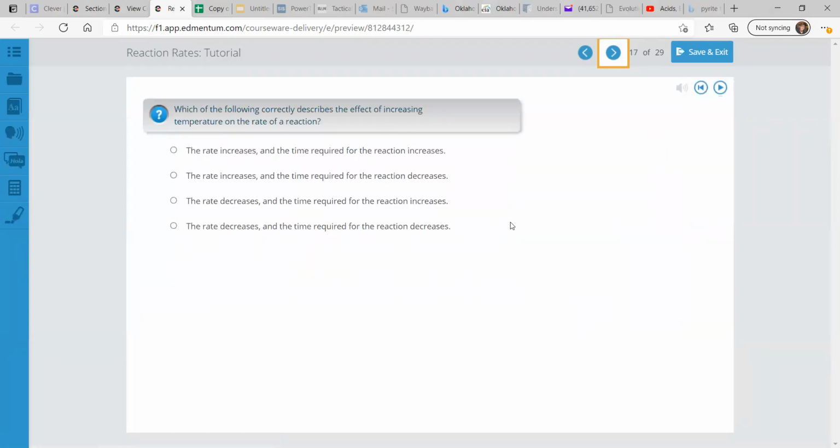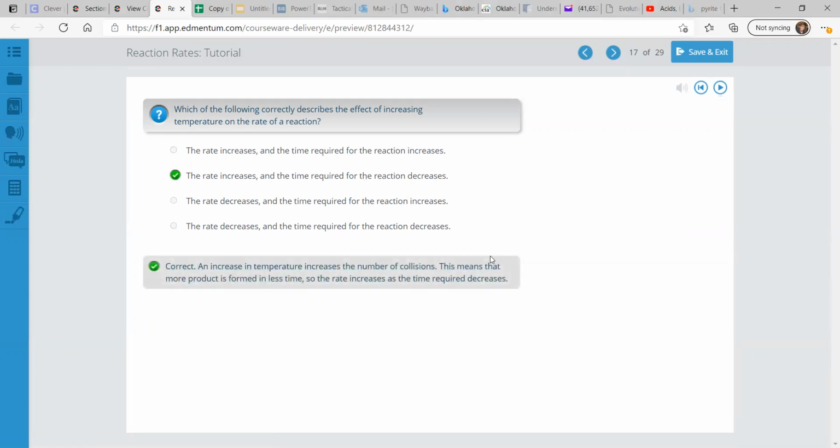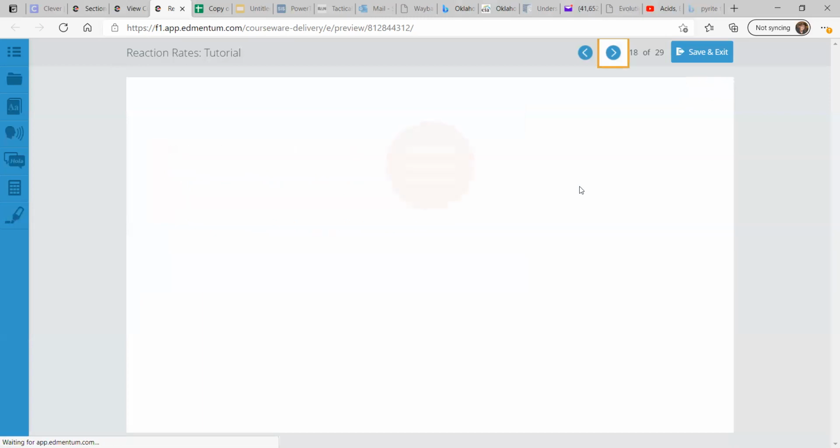Which of the following correctly describes the effects of increasing temperature on the rate of a reaction? The rate increases and the time required for the reaction decreases because it's reacting faster.